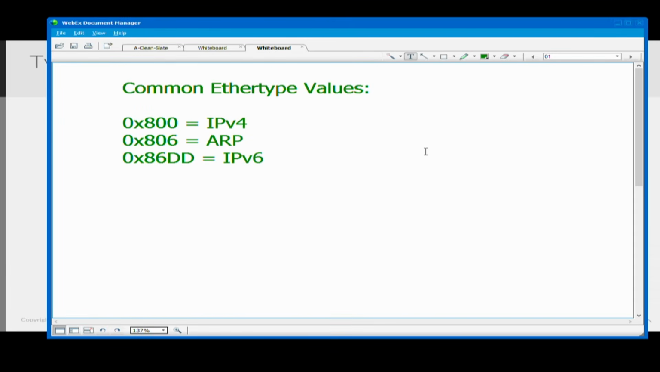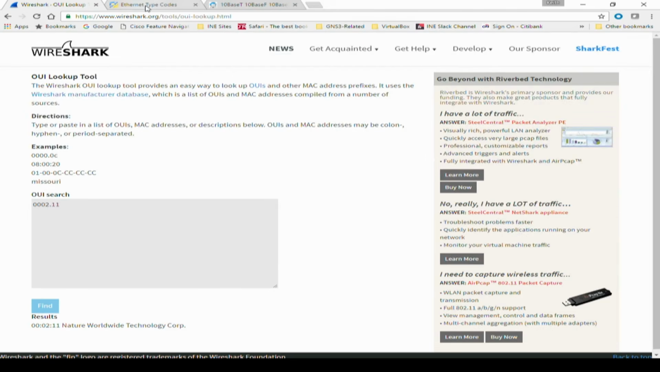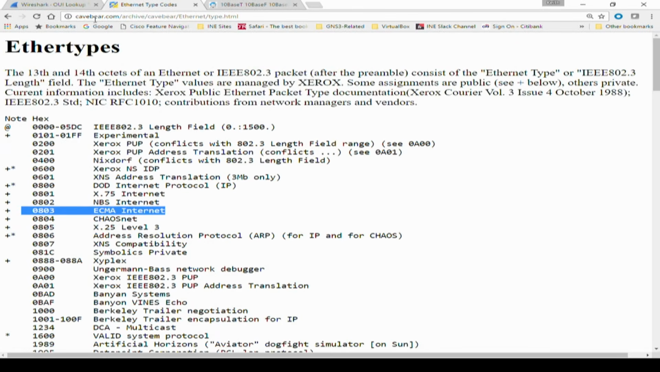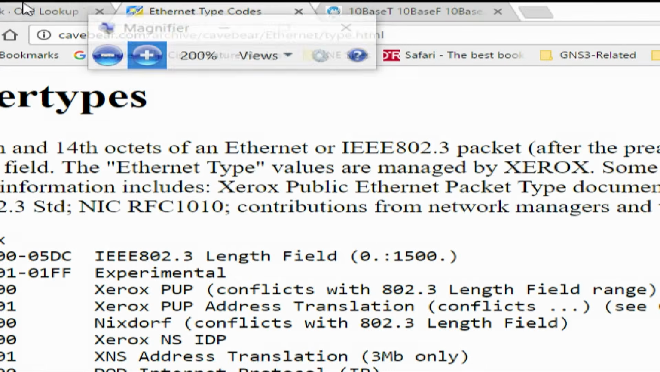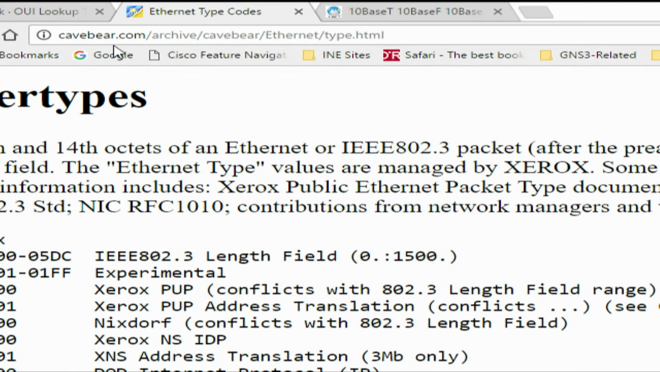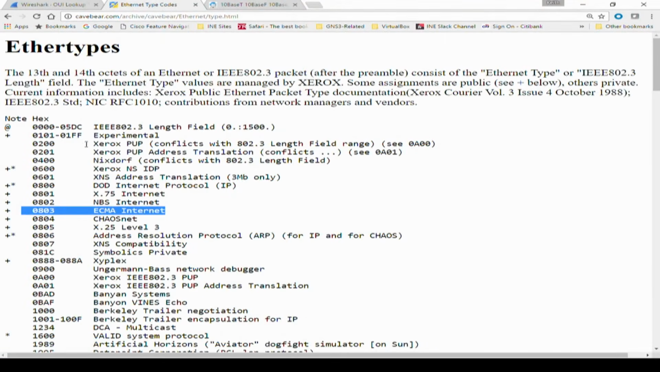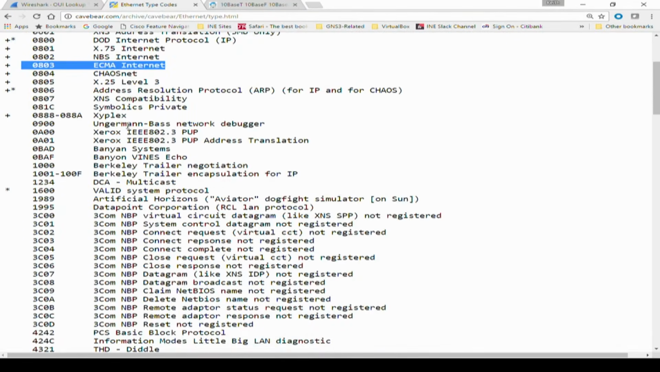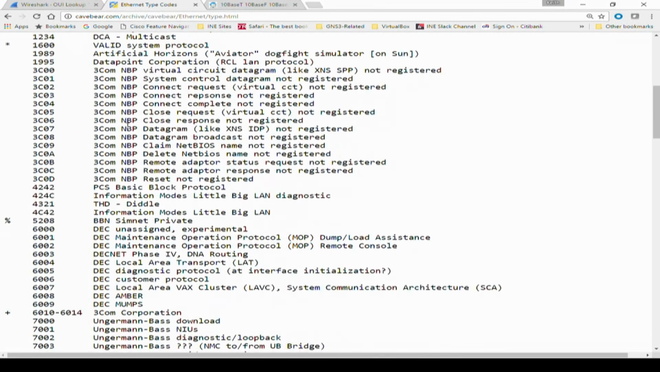And if you're curious about those, you can go to this website right here. I'll go ahead and make this a little bit larger so you can see it. cavebear.com, archive cavebear ethernet/type. You can pause this video for a moment if you want to write that down. There are other websites that do this as well. You can just Google Ethernet type value or type code. And from here you can see all the different type values and what they've been assigned to.